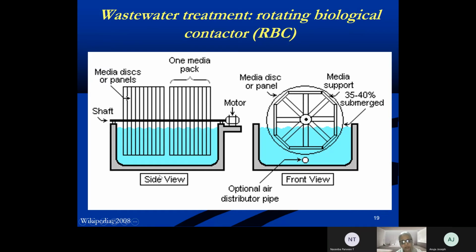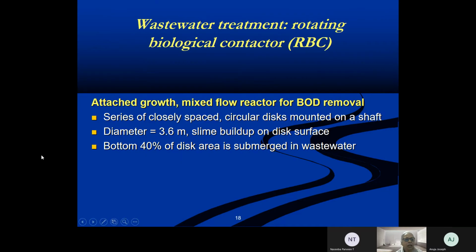It's not really a wet and dry cycle because the rotational speed is pretty high. And you get a series. That's what this is all about. So the diameter is 3.6 in this case, but you can have very big ones. So the slime builds up on the disc surface. I would say, not irregularly shaped, but the disc is not smooth. Let's put it this way. What's the word I'm looking for?